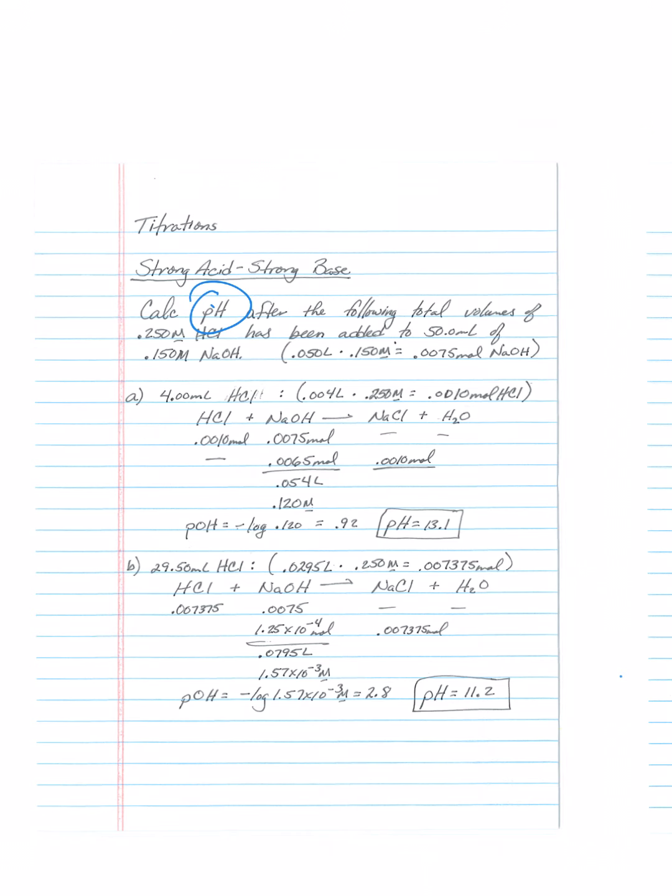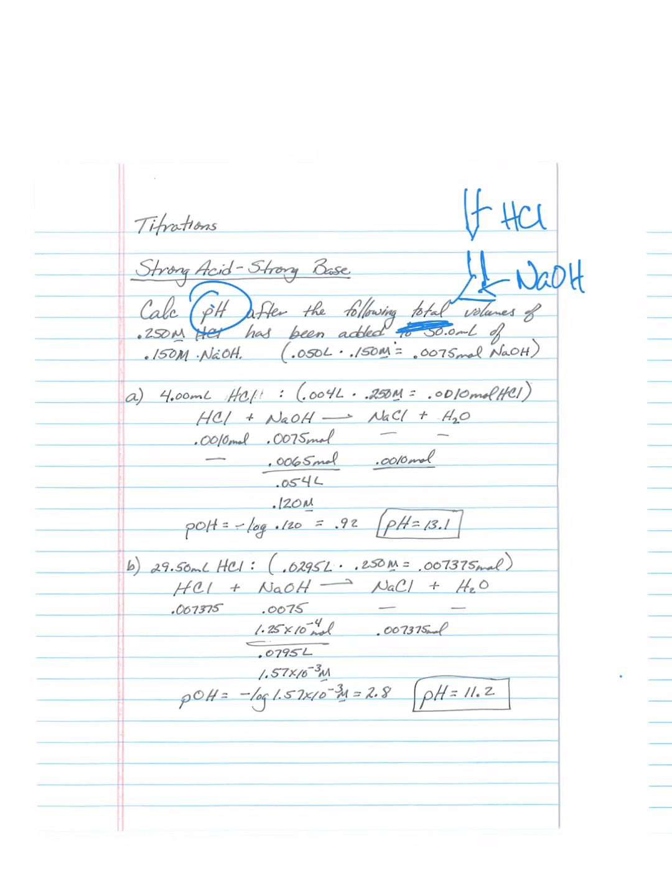We want to calculate pH after the total volumes. Be sure this is total volumes of 25.0 mL HCl has been added to 50 mL of 1 molar NaOH. So the NaOH is going to be sitting down in the bottom. What we have here is a little flask, and that's going to have our NaOH down here in the bottom. And what we're going to do is add successive amounts of HCl to that from a burette. And we're going to calculate the pH at varying volumes of HCl that's been added.